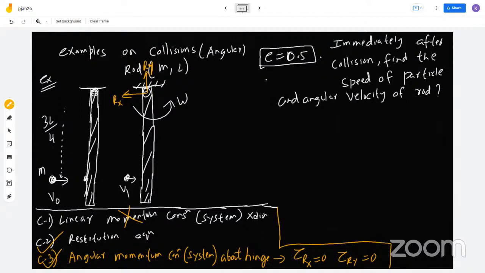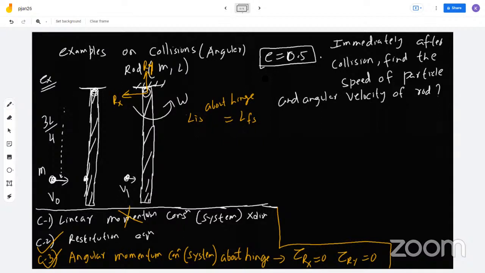So first concept, angular momentum conservation. Initial angular momentum of the system is equal to final, about the hinge. Now you have two objects, one is the point mass, other is the rod. Initially the rod was stationary, so for the rod nothing comes. For the particle, it will come.